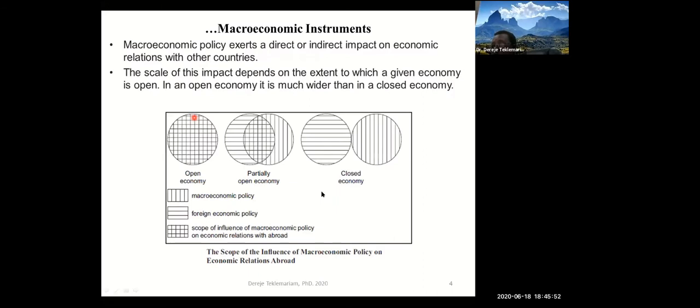You can see the scope from this figure, the scope regarding the influence of macroeconomic policy on economic relations, let's say abroad. You can have the open economy, the partially open economy. Normally, we can have these types of economy in terms of the level of openness of that economy. A given economy may be totally closed. But these days it's very difficult to be a closed economy. But the approach to closed, some main restrictions may be there.